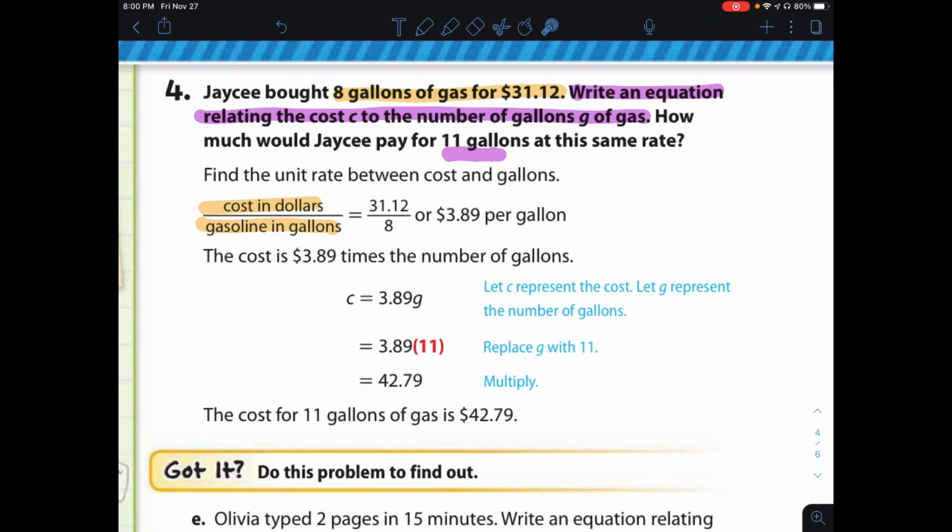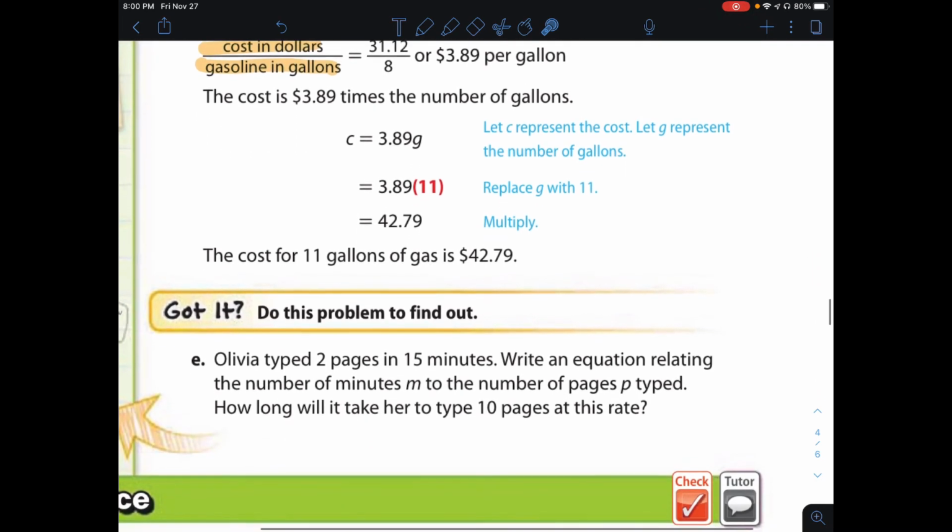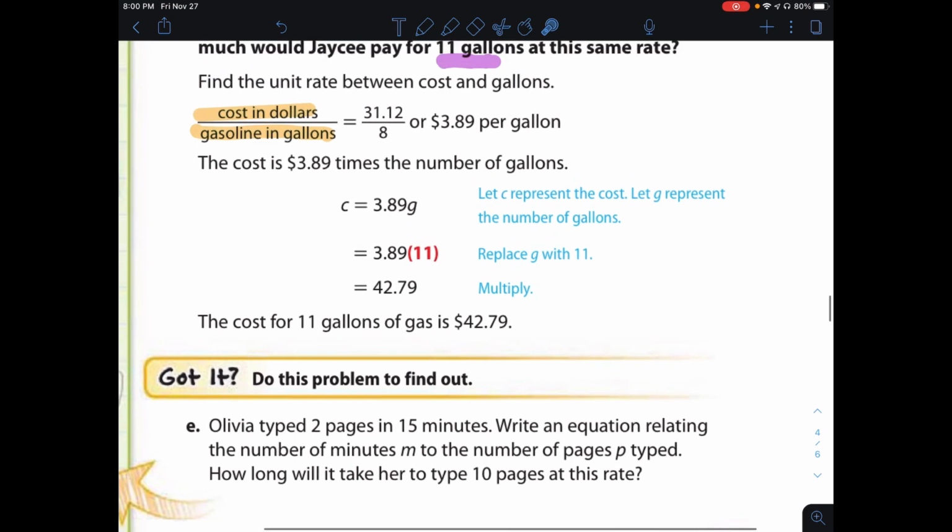So again, this is another example that follows example number 3. Do the last got it and see if you understand both examples.